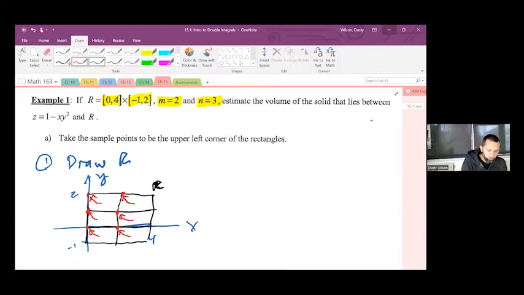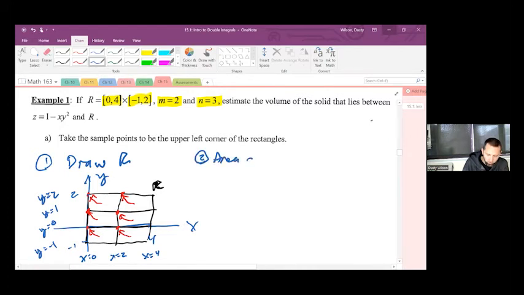Let's make sure we know what our values are. So notice this would be x equals 0, x equals 2, x equals 4, y equals -1, y equals 0, y equals 1, y equals 2. All right, and we also know that the area of each of the little rectangles equals the width, 4 minus 0 divided by 2, or 2, times 2 minus -1, which is 3 divided by 3, or 1. So the area of each of these rectangles, our delta A, is equal to 2.